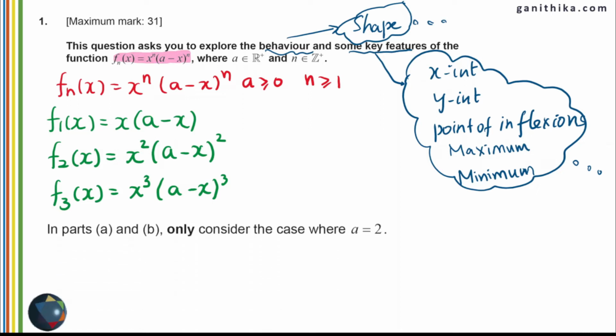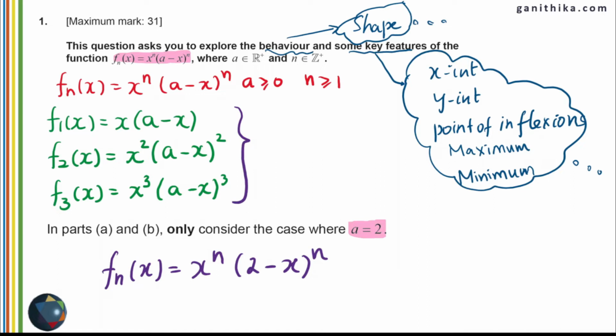It's also given that in parts a and b, we are only considering the value of a as 2. Therefore, in all these cases, fn of x is going to be x power n times (2 minus x) the whole power n. So in these functions that you have already written, you can write these functions with a equal to 2 and try to graph them on your graphing calculator and get a picture of how these graphs are going to look like for different values of n. So before you proceed further, take some time to identify the graphs of these functions.